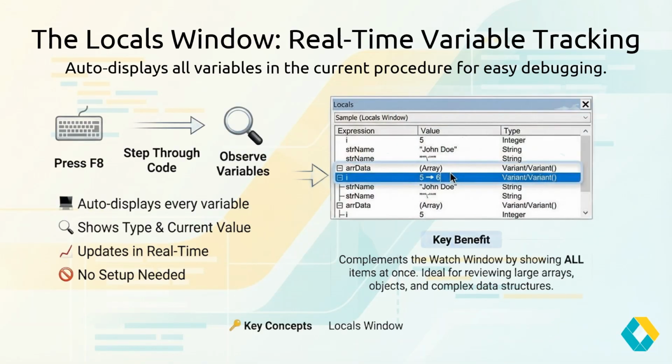Locals window. Automatically shows all variables in the current procedure during debugging. How to use: press F8 to step through code and watch values update live. Why important? Displays variable name, type, and value instantly, no setup required, making it ideal for tracking arrays and complex data.